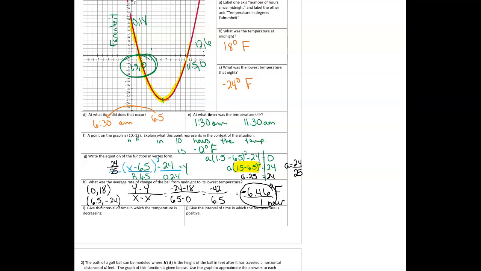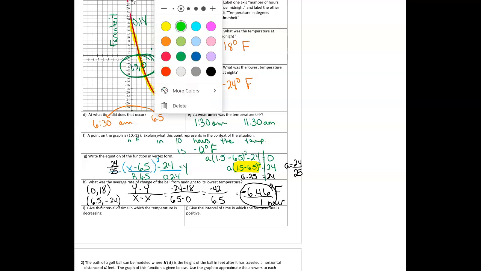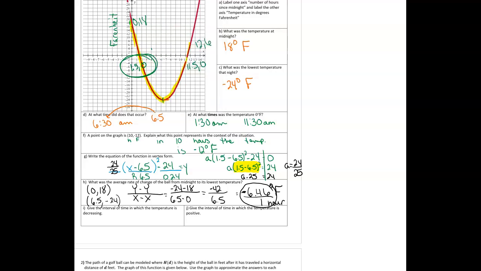And when I need to talk about the temperature that's decreasing, I would start and work my way till I decrease. And let me put this point back on here, 6.5 with negative 24. And remember, we use the X values, so from 1.5 to 6.5, decreasing, always is in parentheses.